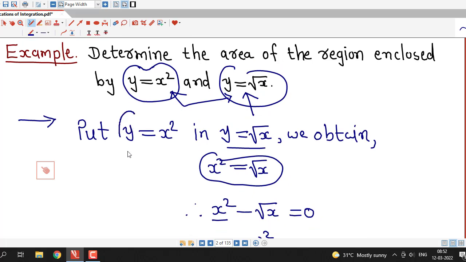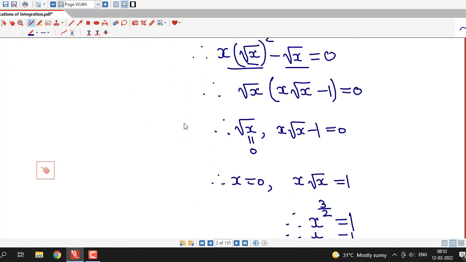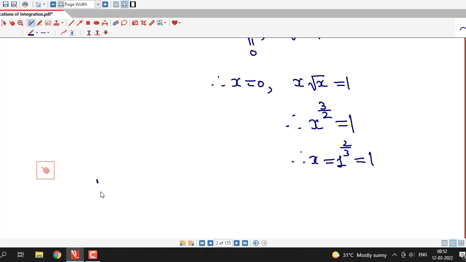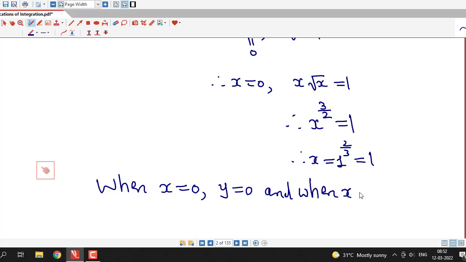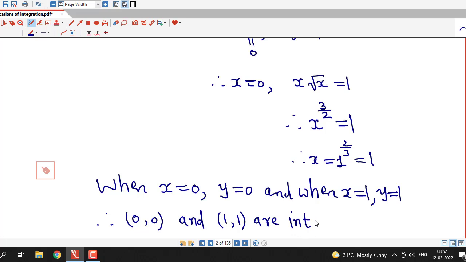So we can obtain corresponding values of y from here. When x is 0, y is 0. When x is 1, y is 1. So we can write that when x equal to 0, y is 0, and when x equal to 1, y equal to 1. Therefore 0, 0 and 1, 1 are intersecting points of given two parabolas.